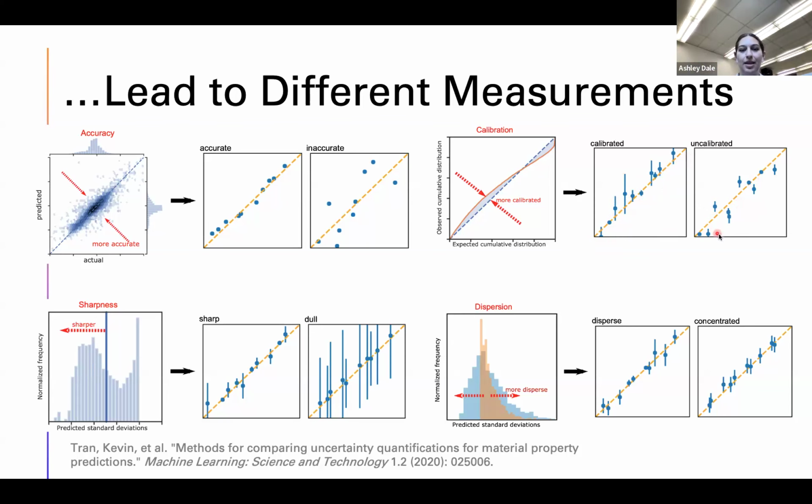This model, that's not the case. We have a lot of error bars that don't touch that identity line. And so even though we have an uncertainty estimate, the uncertainty estimate is not reliable.